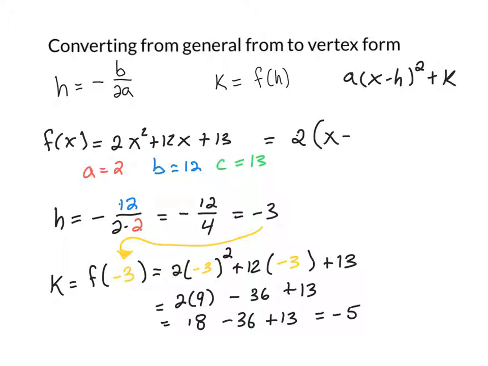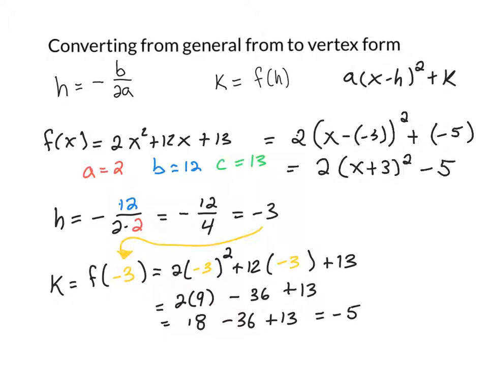X minus h. I come down here and I look, h is negative 3. So that's x minus negative 3 squared plus k. Well, k is negative 5, so I put that on the outside. And so if I am simplifying all of this, what I get is 2 times x plus 3 squared minus 5. Okay, so we're getting a little bit cramped here, but that's okay.